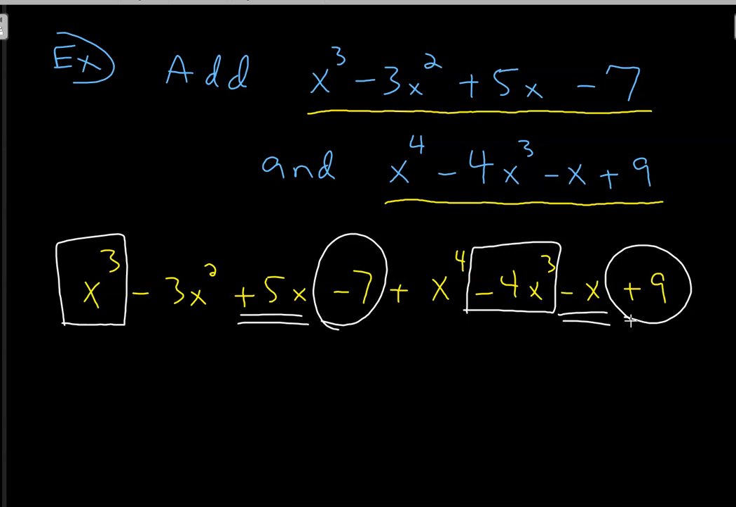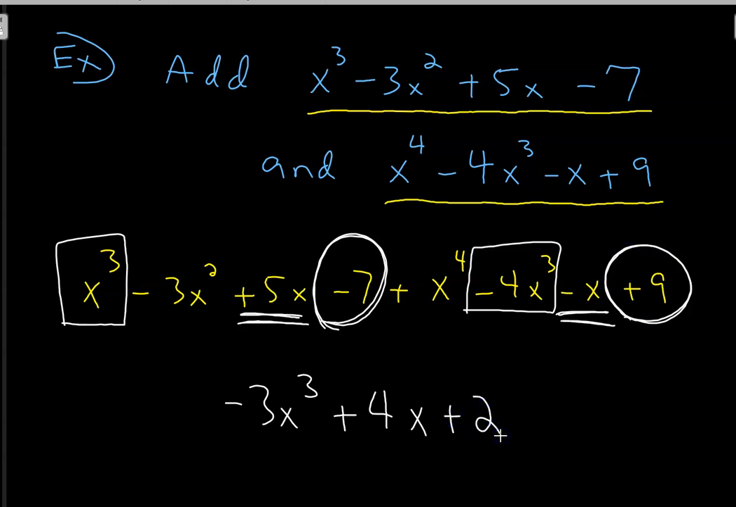I have x to the 3rd, take away 4x to the 3rds. Those add to be negative 3x to the 3rd. And then 5x and negative x. That's like 5x's take away 1x, so that gives you a positive 4x. You had 5x's and you took away one of them. The next like terms are negative 7 and positive 9. So negative 7, you add 9 to it, you get 2. And I've added all my like terms.